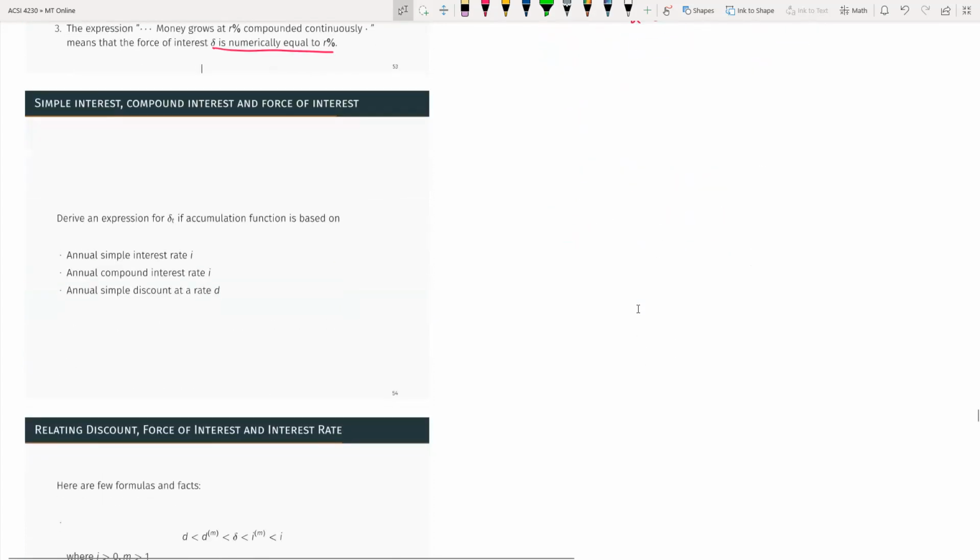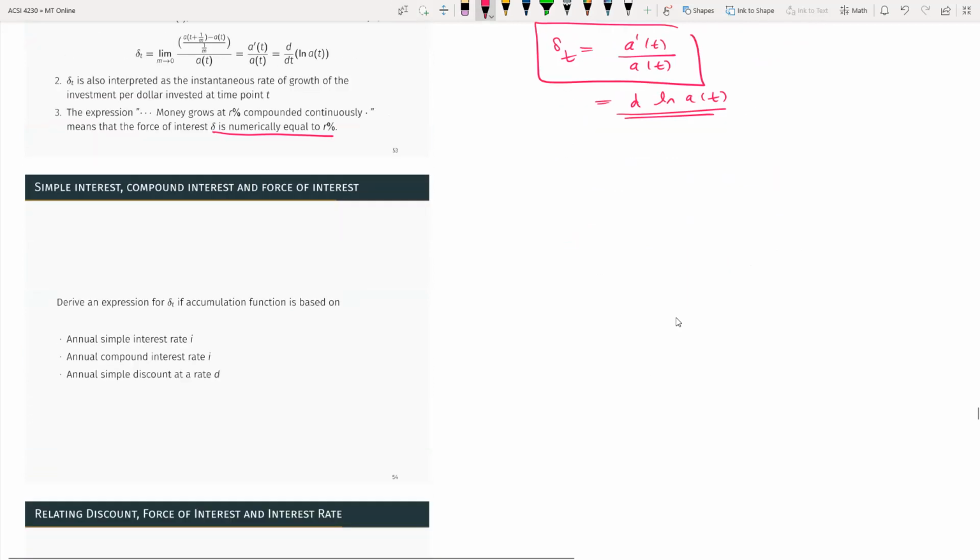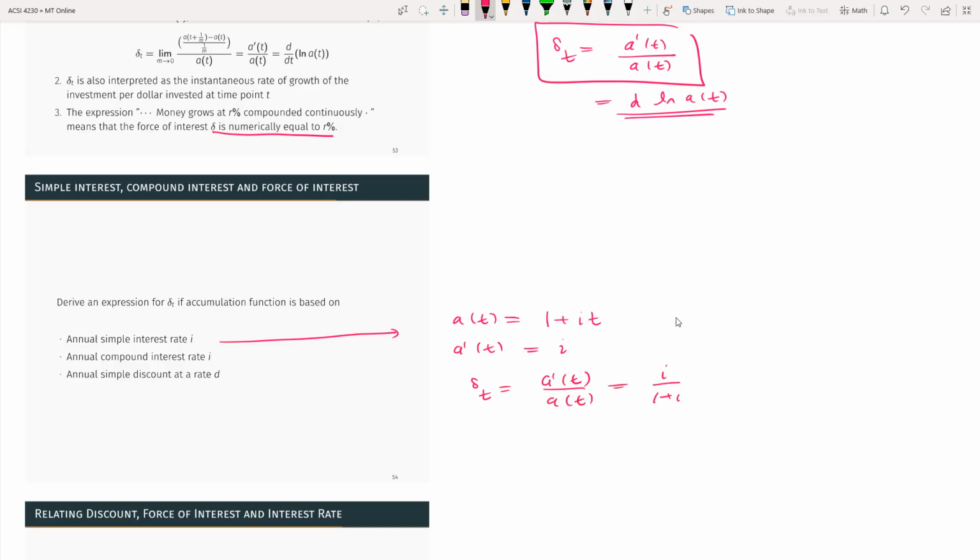So now we can calculate the force of interest under different models based on that formula. Using this formula, you can calculate the force of interest under different models. If I have simple interest, then I know my accumulation function is going to be 1+it. So A'(t) is going to be i, and then delta t is A'(t) over A(t), which is i over (1+it).